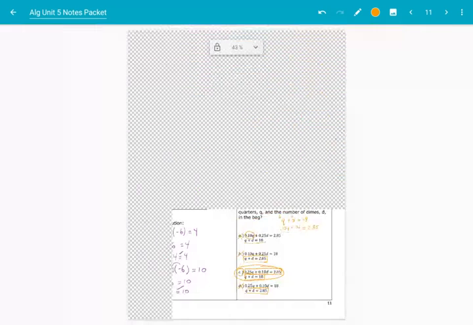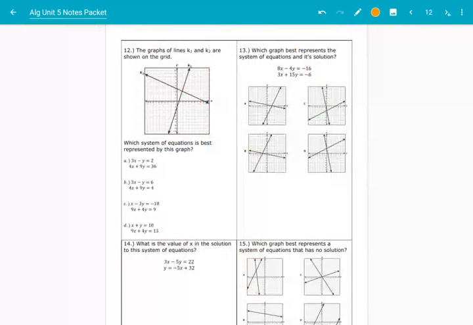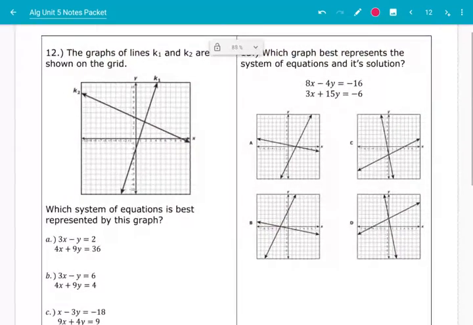Let's see what we have on the next page here. All right, the graphs of line K sub 1 and K sub 2 are shown on the grid. Which system of equations is best represented by this graph? Well, let's take a look. One way to identify, probably the best way to identify the graphs of lines, is to look at the y-axis and find their y-intercepts.